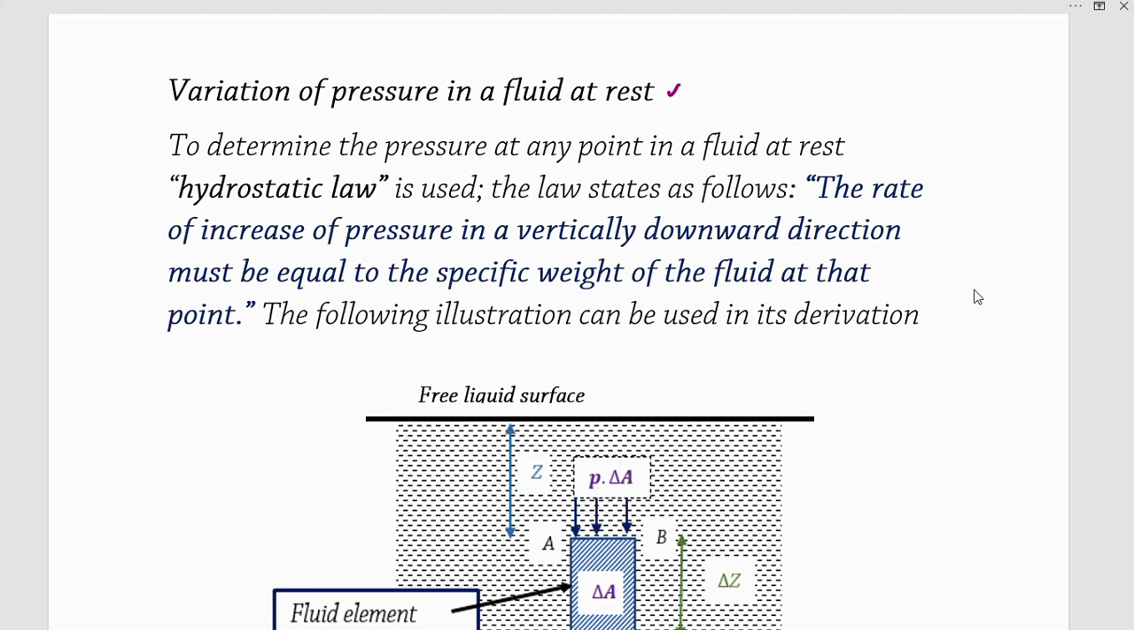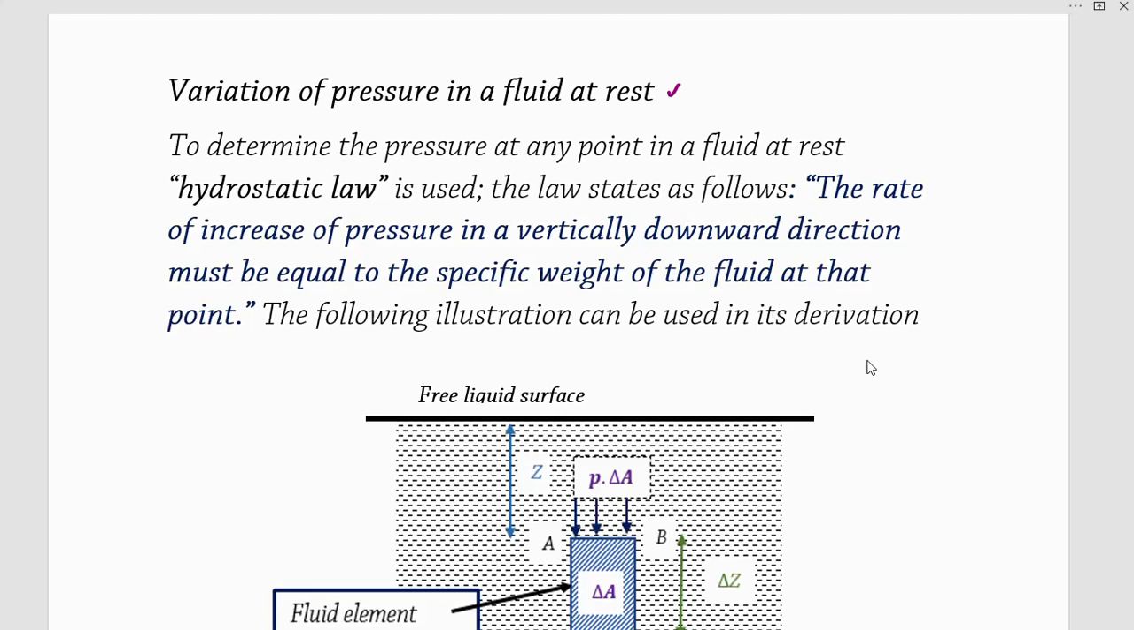In this video, we are going to look at variation of pressure in a fluid at rest. And we are going to look at the hydrostatics law that tells us how the pressure in a container of a fluid at rest varies as you move from one point to the other while following a vertically downward direction. To determine the pressure at any point in a fluid at rest, the hydrostatics law is used. This states that the rate of increase of pressure in a vertically downward direction must equal the specific weight of the fluid at that particular point.